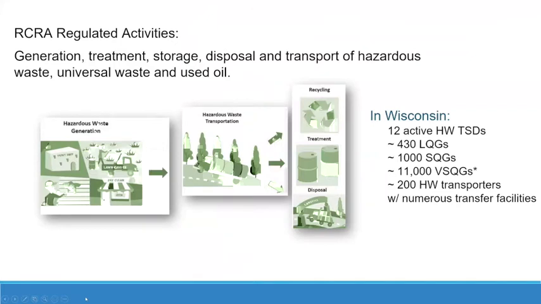So this is just emphasizing the cradle to grave component of the RCRA regulated activities, and provides a little bit of the numerics on how many facilities we have in Wisconsin. We tend to have around 430 to 480 LQGs in the state. That number has been fluctuating lately. It has been dropping. Some of this is due to the fact that we have had some economic impacts.